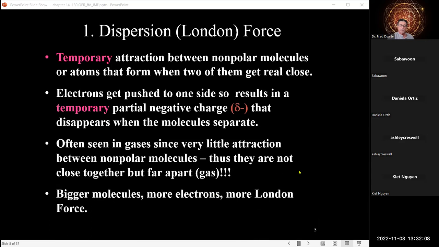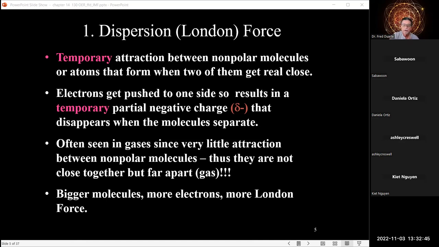Okay. Now, with respect to London forces, you might be looking at, let's say, two different hydrocarbons. The fact that they're hydrocarbons means that both of them have London dispersion forces. But if we need to compare within the same hydrocarbon, the nonpolar molecules that are bigger would have more London dispersion forces. Okay, think about it this way.